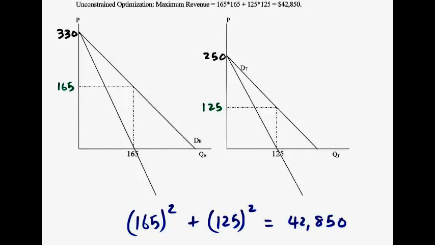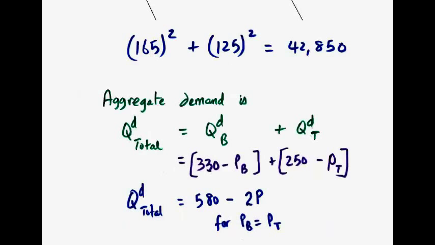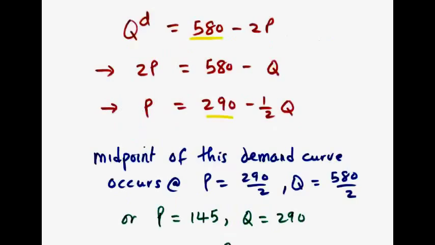165 squared plus 125 squared gives us a revenue of $42,850, and we can show that this revenue is higher than if we charged a single price. In order to charge a single price, we need to aggregate the demand across the two market segments, and we get Q equals 580 minus 2P because PB is equal to PT. At the midpoint of this linear demand curve, we will have P equals 145 and Q equals 290.